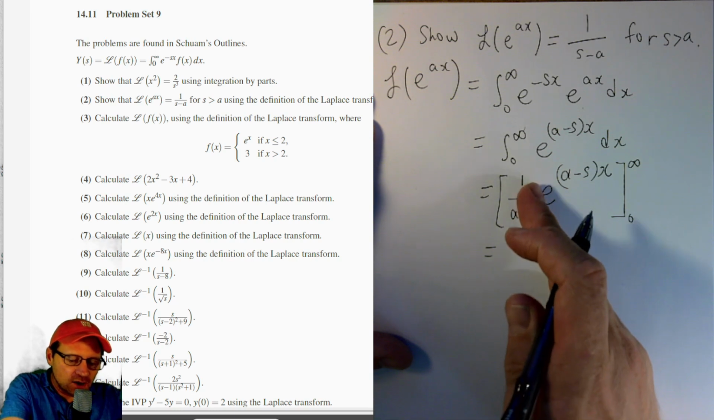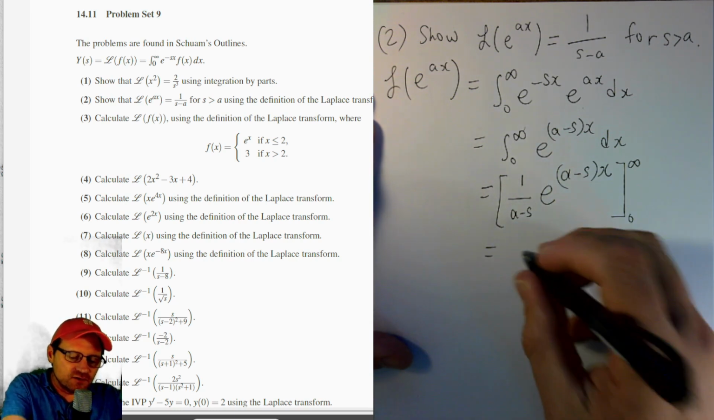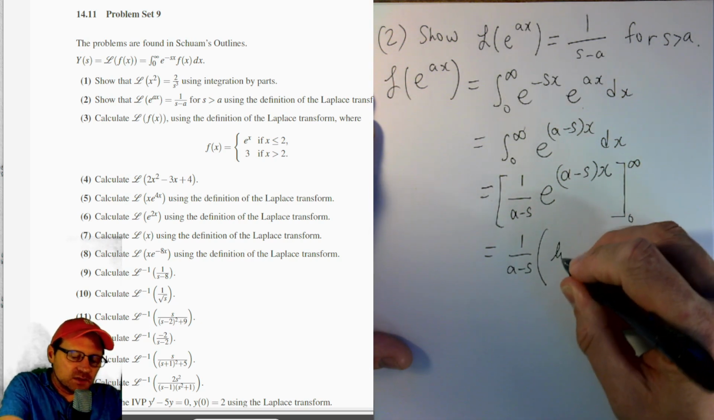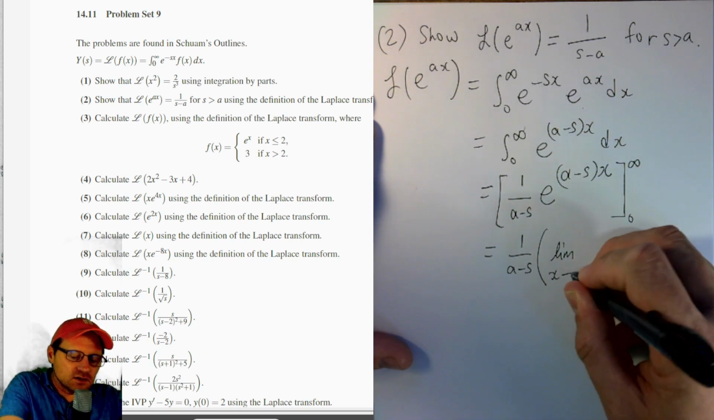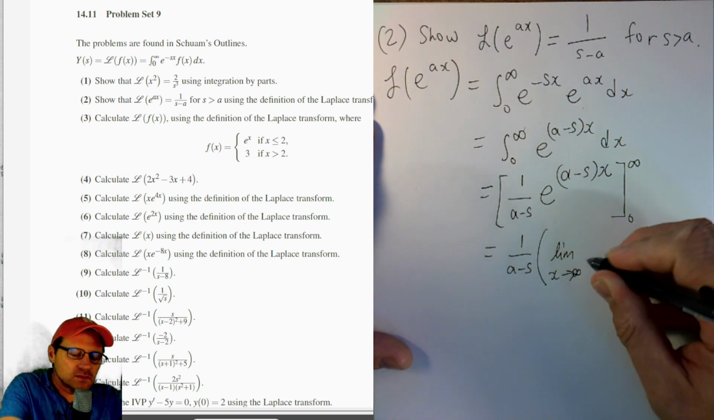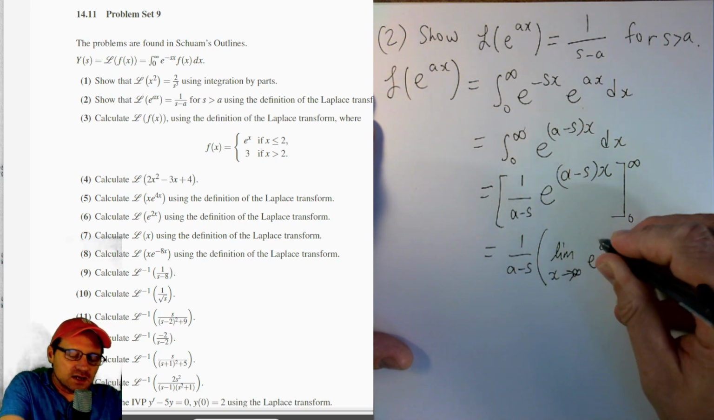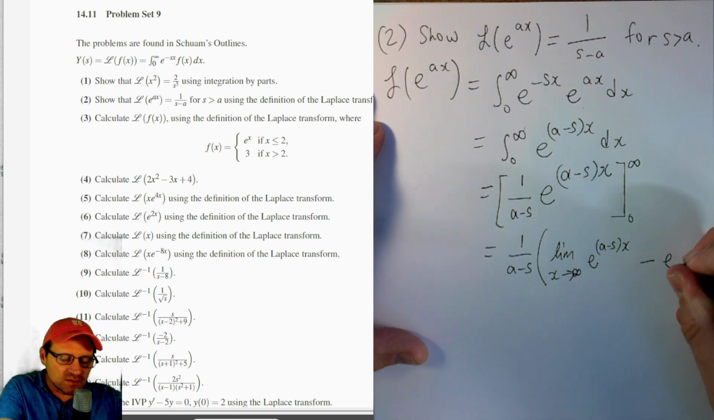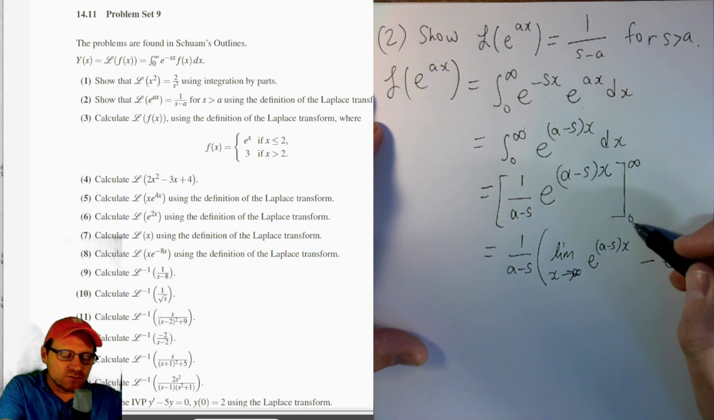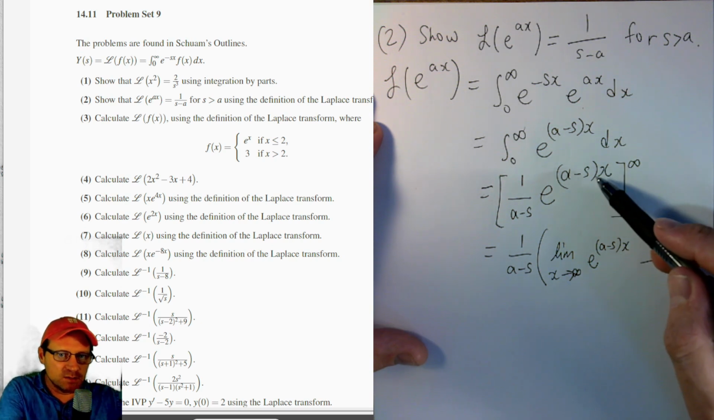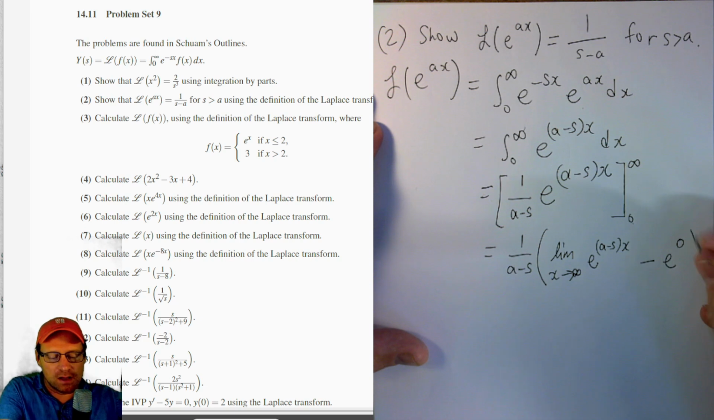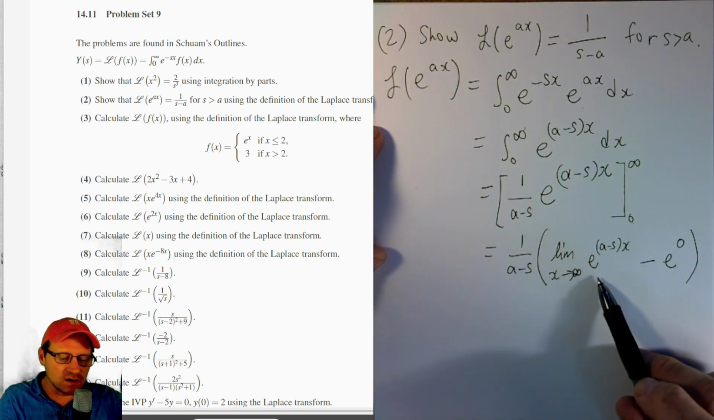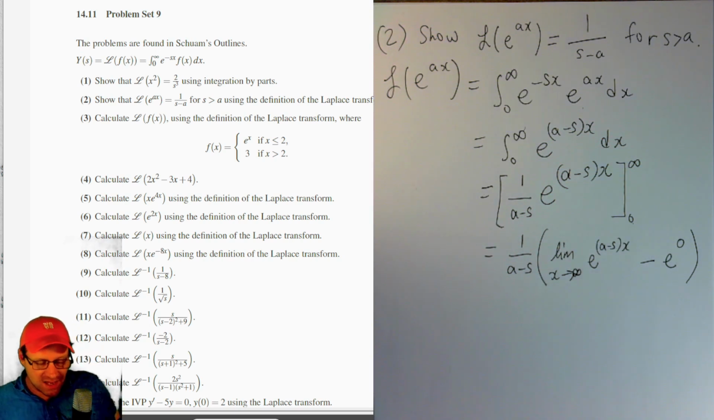And we'll pull out the 1 over a minus s out the front. And so we then have limit as x goes to infinity, e to the a minus s brackets times x. And then we're subtracting e to the 0, because if we sub in 0 there for that x, we have a minus s brackets times 0 is 0. Okay, now this limit here depends on the sign of that exponent a minus s.